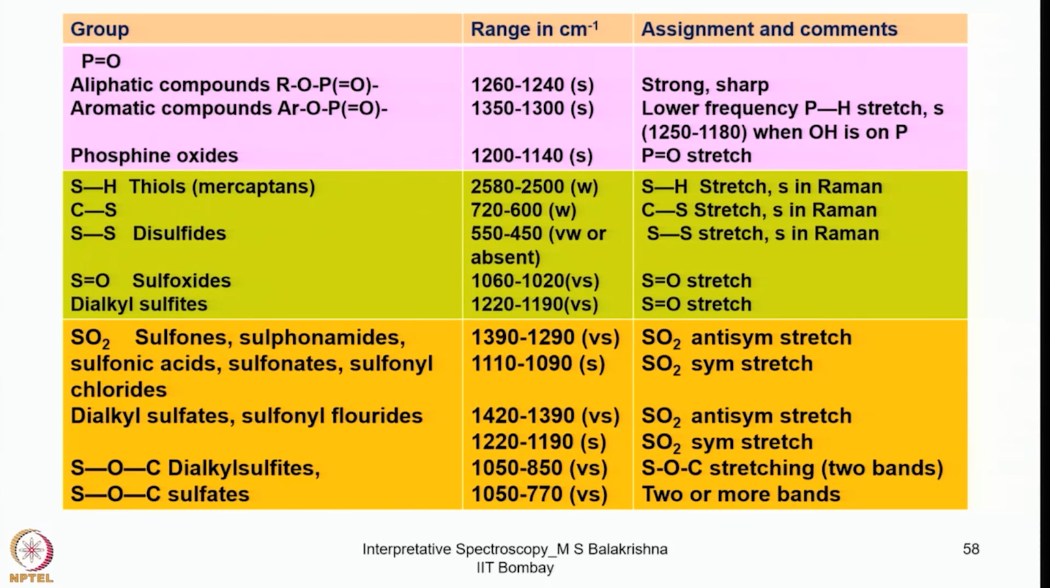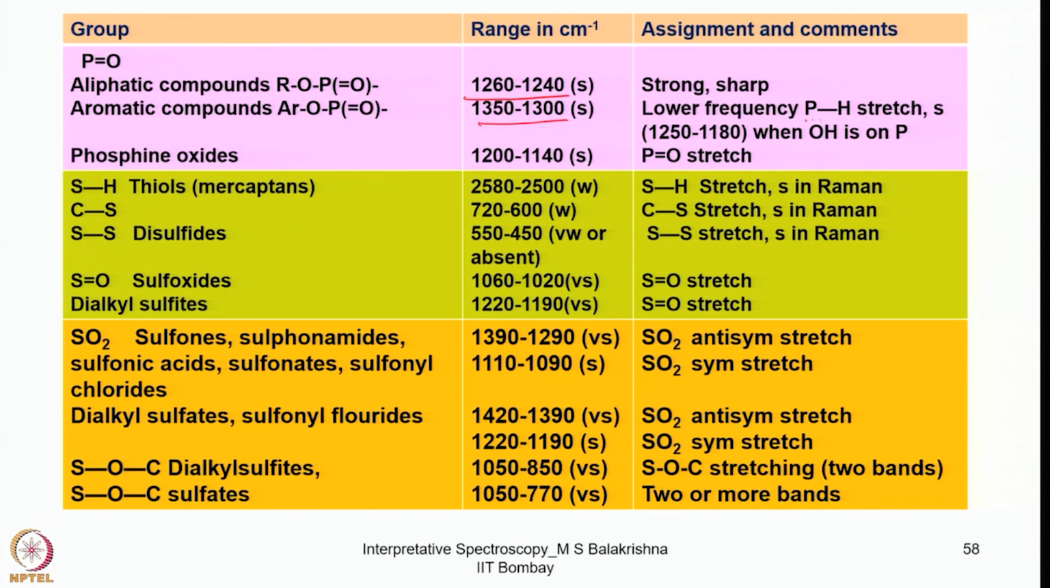And in many compounds, pentavalent tetracoordinated compounds, we come across P double bond O. And also we can identify whether the P double bond O is from aliphatic compounds or aromatic compounds. They have distinct ranges again. For aliphatic ones, P double bond O appears in the range of 1260 to 1240. They are usually strong and sharp. If you see in the range of 1350 to 1300, it indicates that aryl oxide groups are present on phosphorus, aryl oxide phosphides. In that case, P double bond O would appear around 1350 to 1300.